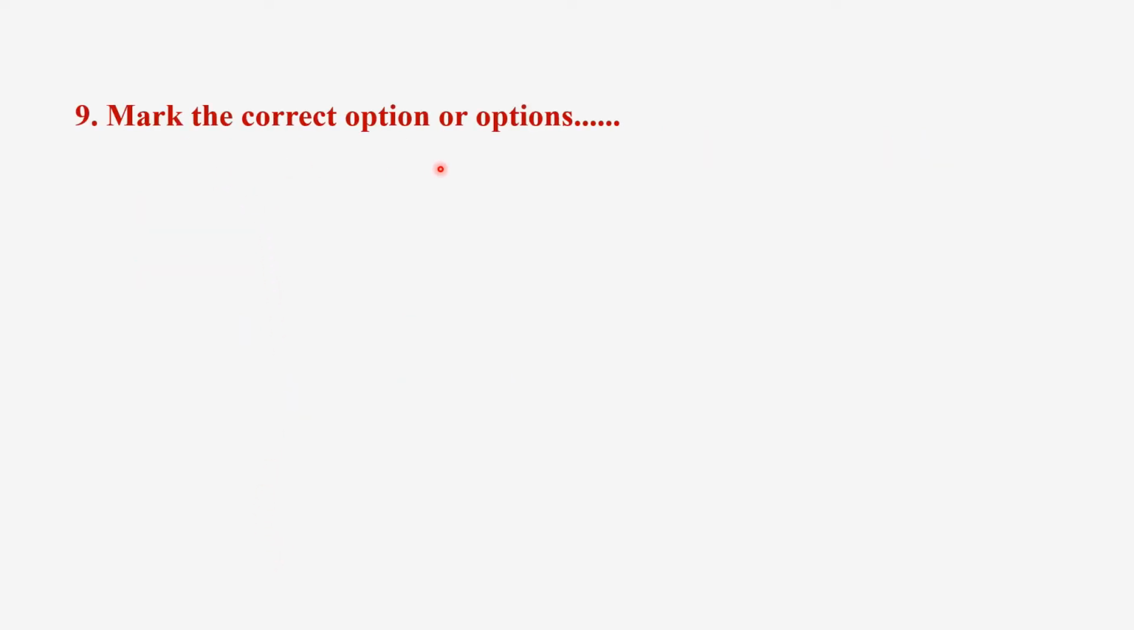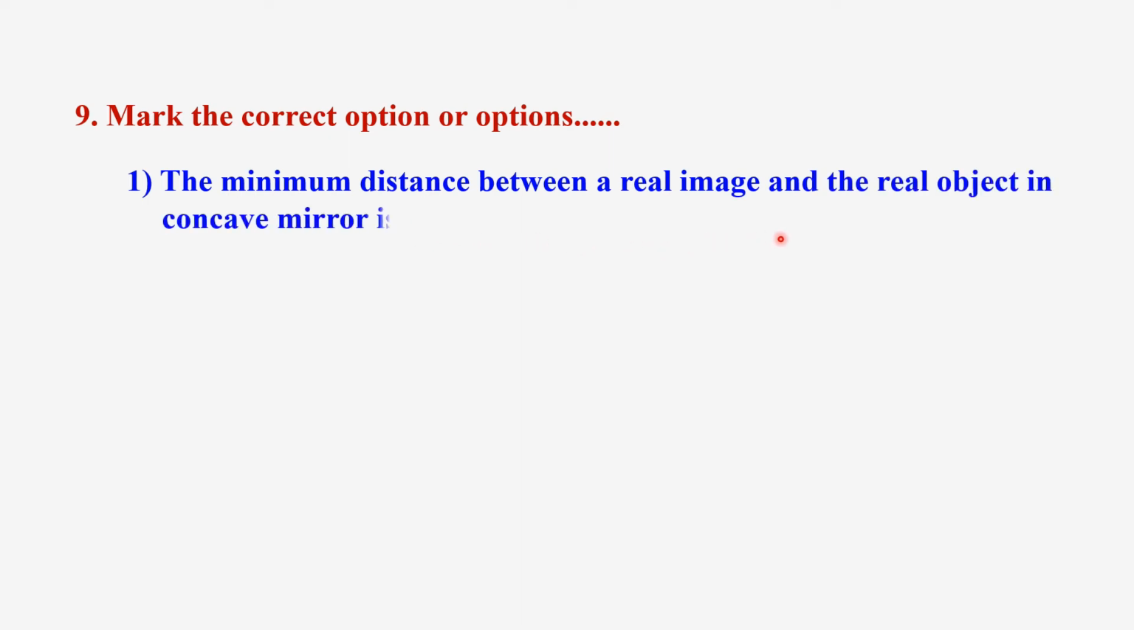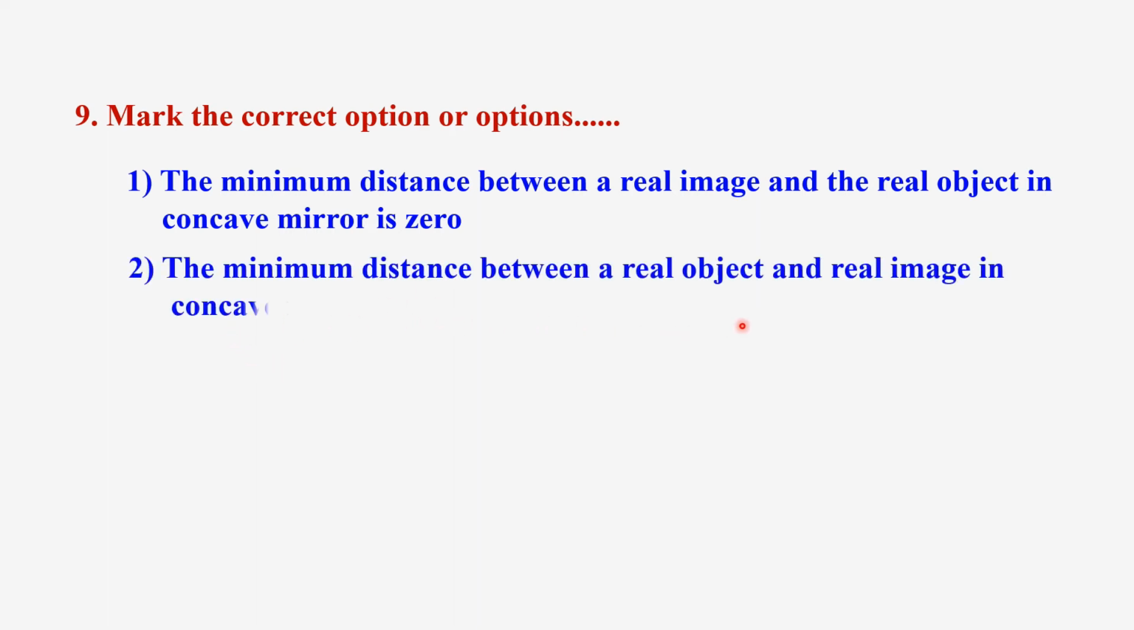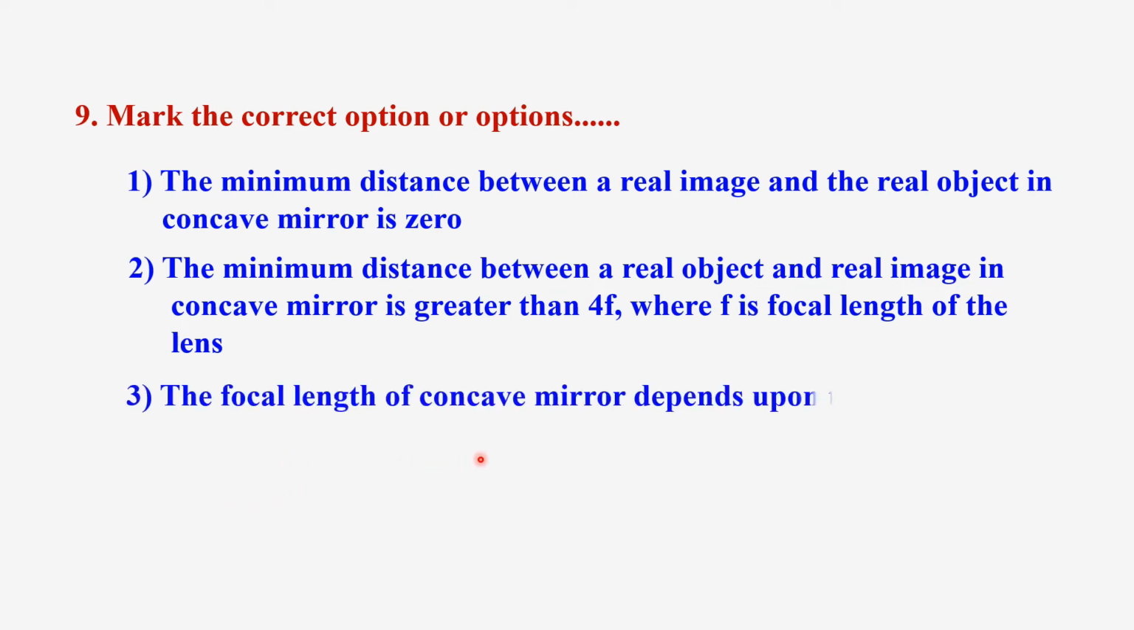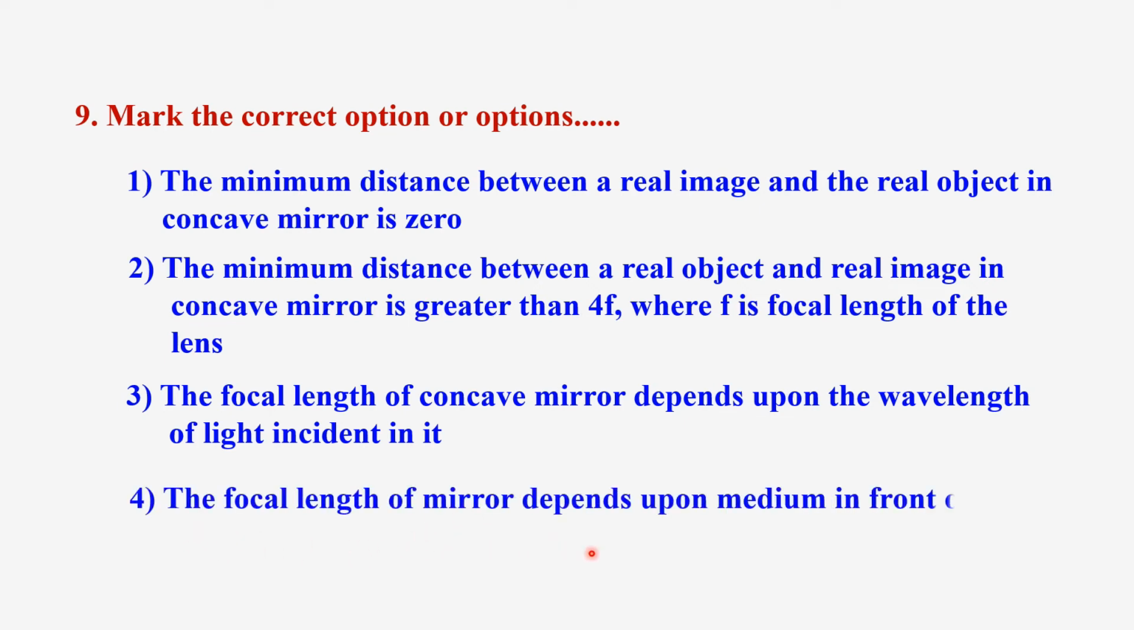Mark the correct option or options. Let us see. The minimum distance between a real image and the real object in a concave mirror is 0. The minimum distance between a real object and the real image in a concave mirror is greater than 4f, where f is the focal length of the lens. The focal length of the concave mirror depends upon the wavelength of the light incident on it. The focal length of the mirror depends upon the medium in front of the mirror.